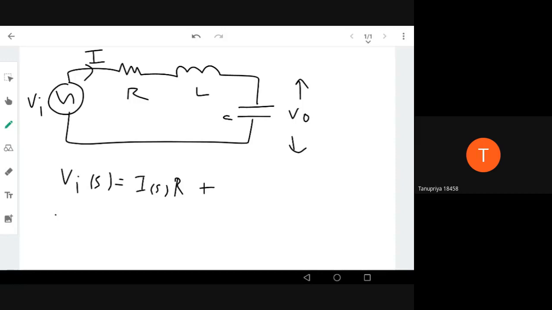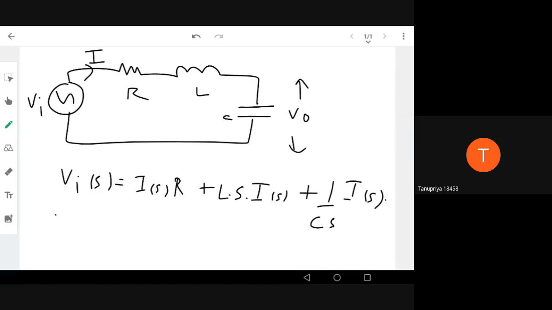What is the inductor? L di by dt is the inductor. So in differential terms, it is L into S into I(s), right? I think you remember. I just told you to refresh your Laplace transform. Okay, then plus 1 by Cs. Integration means S is in the denominator, into I(s), right?